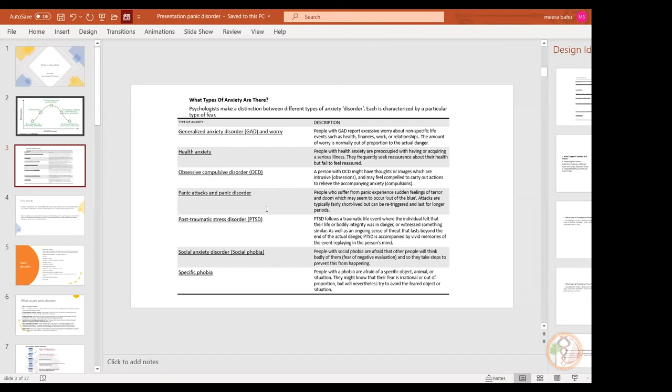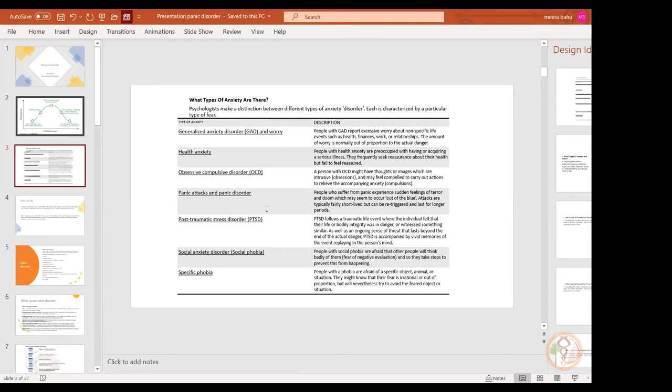So let's move on to post-traumatic stress disorder, PTSD. It follows a traumatic event where the individual felt that their life or bodily integrity was in danger, or witnessed something similar, as well as an ongoing sense of threat that lasts beyond the end of actual danger. PTSD is accompanied by vivid memories of the event replaying in the person's mind. With all these disorders, people go through trauma, right? Something had happened in the past. We talked about nature versus nurture; this could be genetics as well. They are prone to that vulnerability, then they went through a trauma and this had happened.